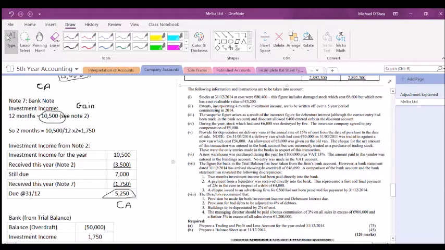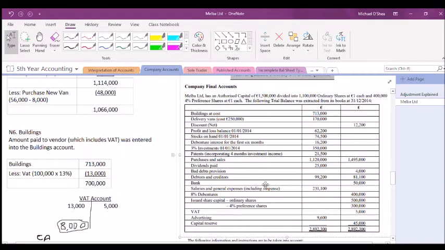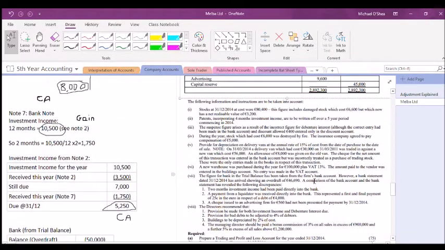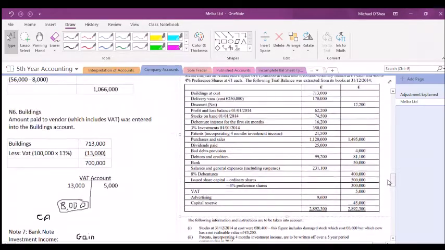The figure for the bank in the trial balance has been taken from the firm's bank account, i.e. this guy here, 50,000. That's their accounts, 50,000. However, a bank statement arrived at the end of the year showing an overdraft of 46,690. So what do we see? The bank has an overdraft of nearly 47 grand, and we actually have an overdraft in our accounts of 50 grand.